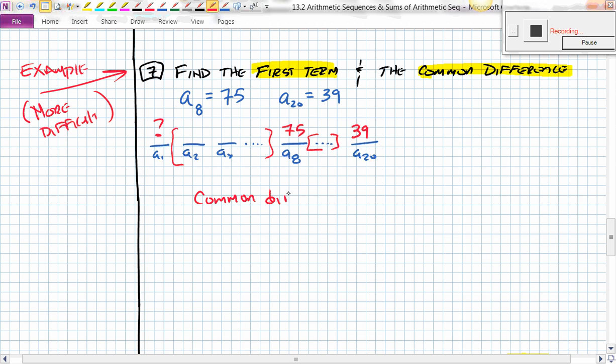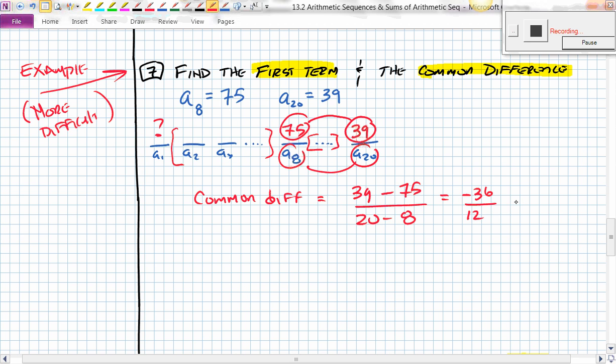Here's how you get the common difference, right? We would take the term value, 39, and subtract off 75. And we would divide that by the term position, 20 minus 8. So that's going to give me negative 36 divided by 12, which gives me negative 3. Therefore, I know that the common difference here has to be negative 3.